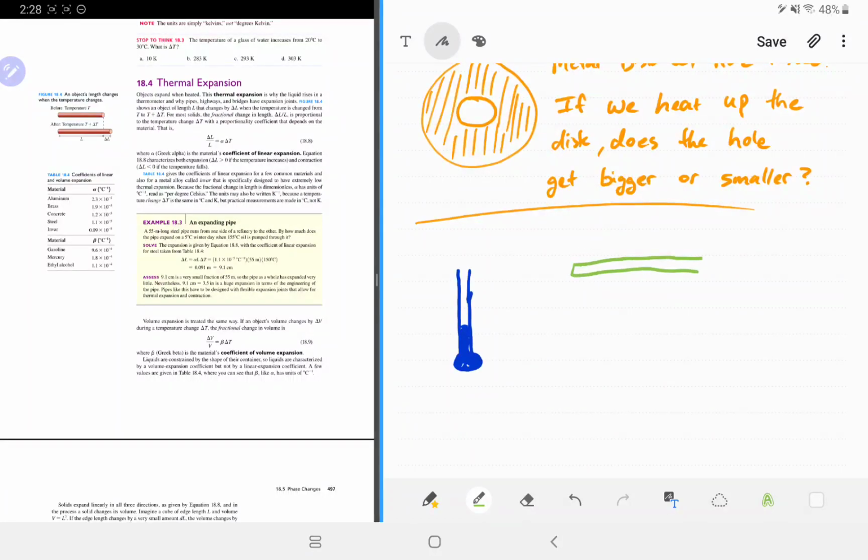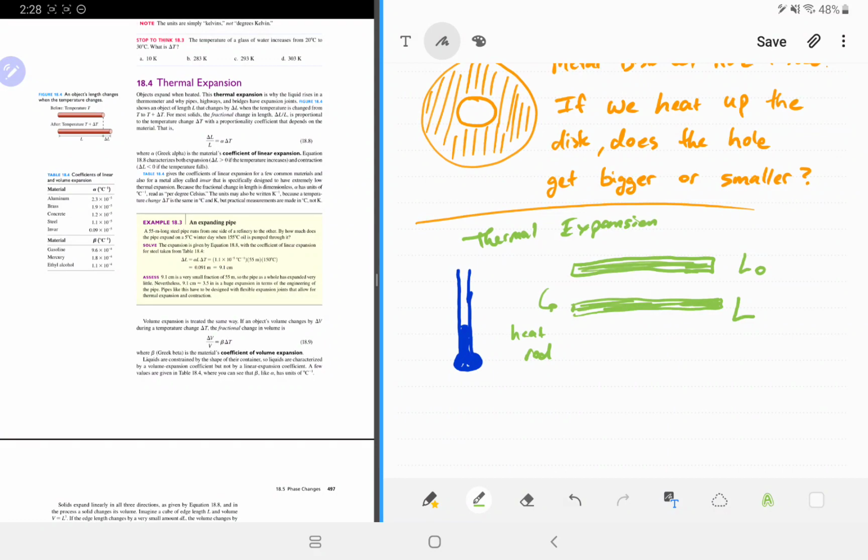So I guess to look at thermal expansion, I'll just begin with the general comment that things tend to expand when you heat them. So if you have a rod of length L naught, and you heat it, going from here to here, the length will expand. So it gets a little bit longer.